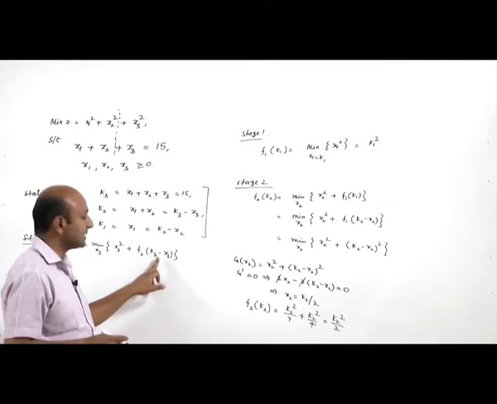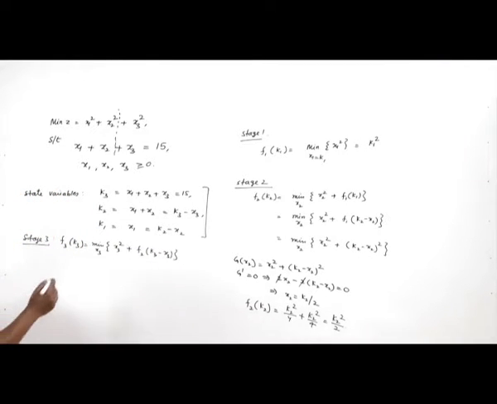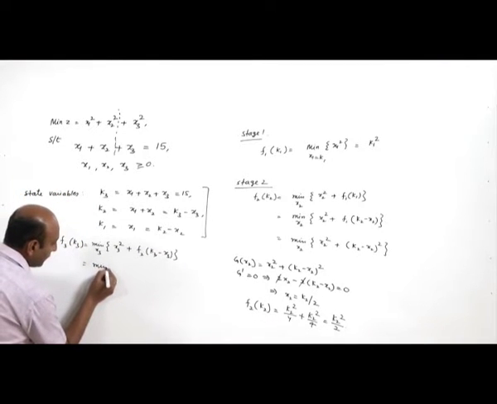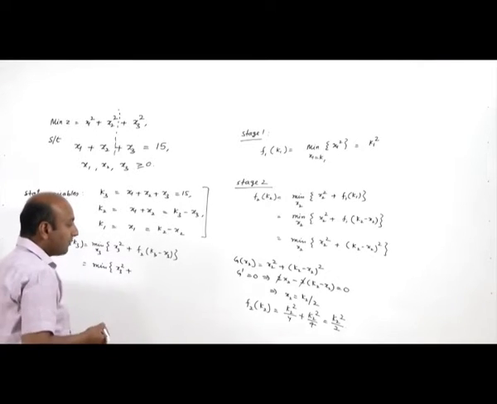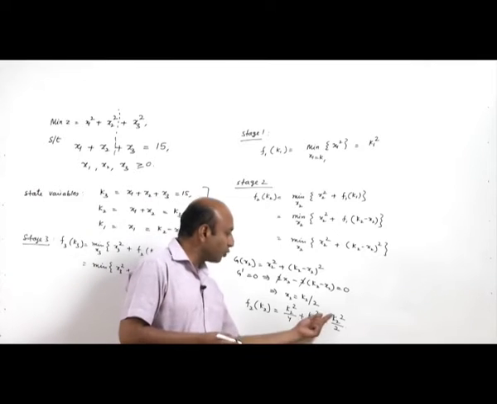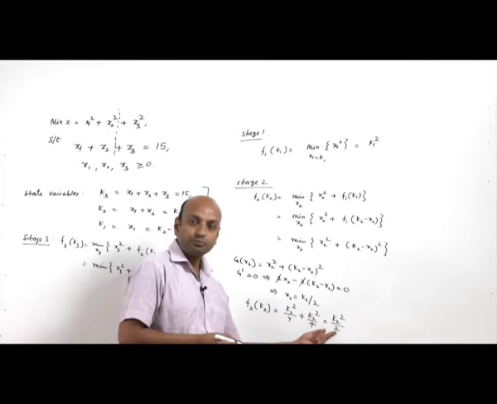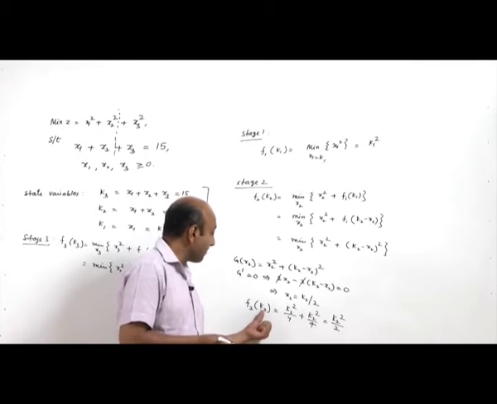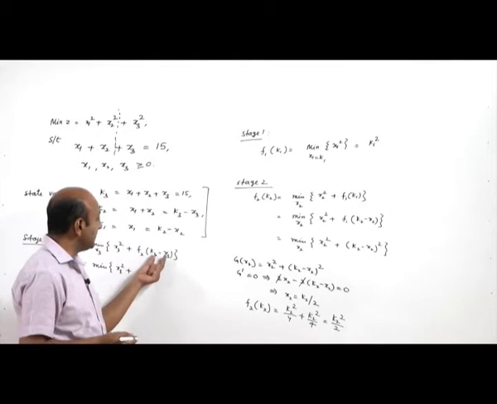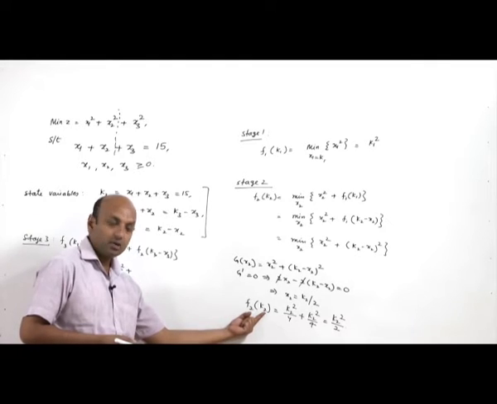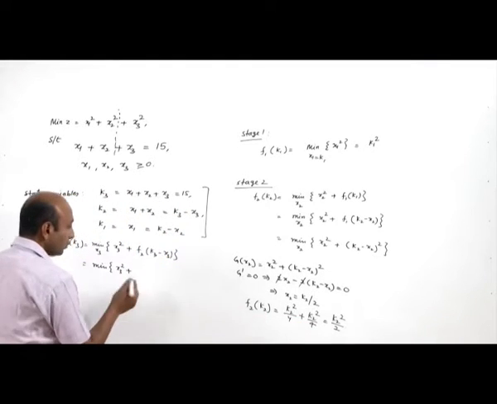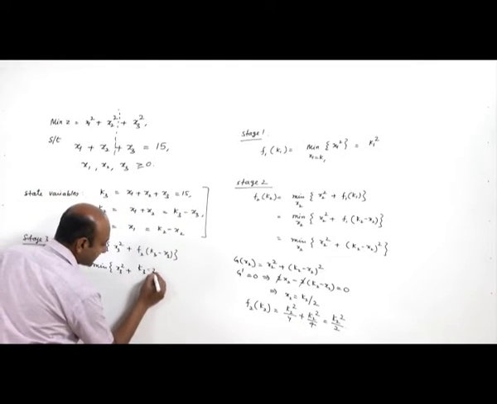So, f2 of (k3 minus x3), and this further equals the minimum of x3 square plus, now f2(k2) is k2 square by 2. So, that means, for f2 of (k3 minus x3), you simply replace k2 by k3 minus x3. So, this will be equal to (k3 minus x3) whole square by 2.